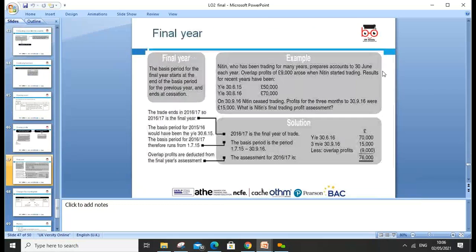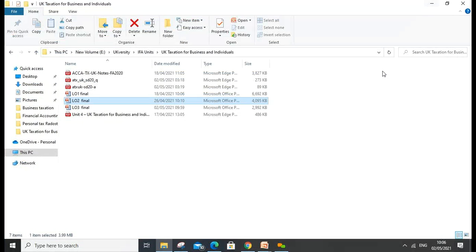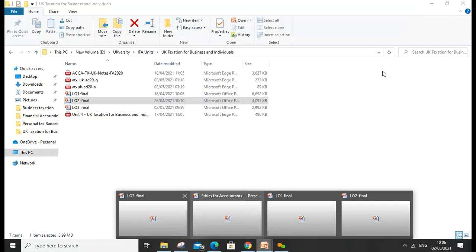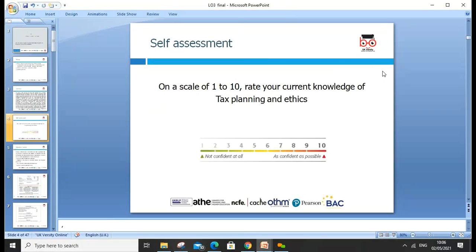We also discussed our loss profit and how we can deal with them. Then today's lesson is about tax planning and ethics. Rate your current knowledge about tax planning and ethics. What do you think, 1 to 10, please? How much do you know?